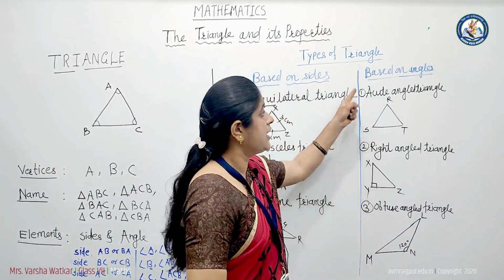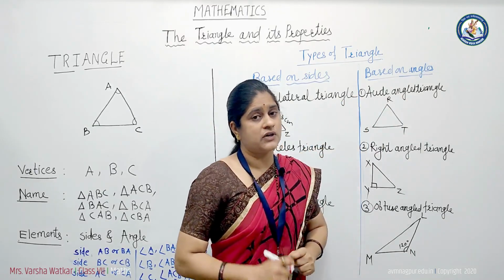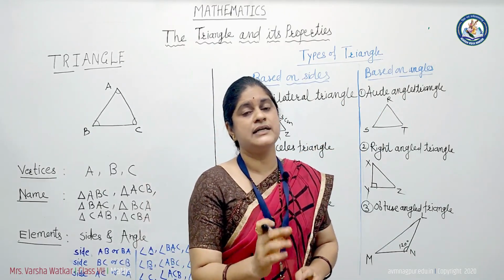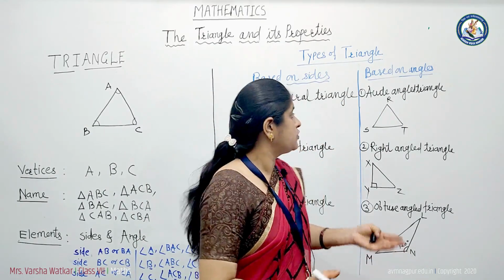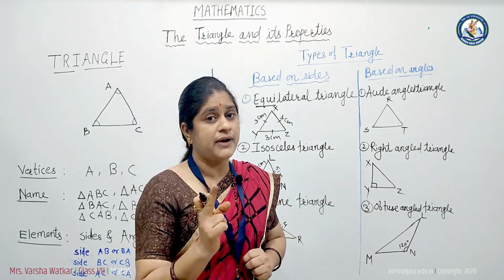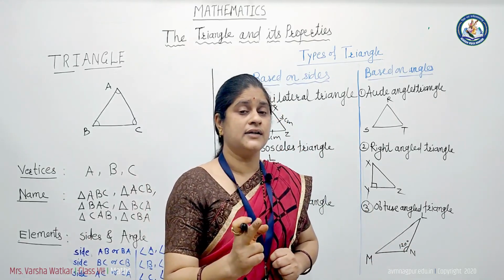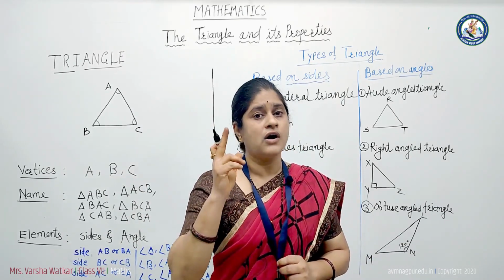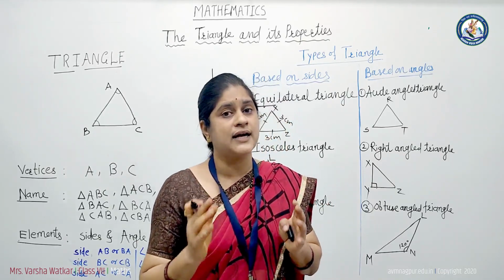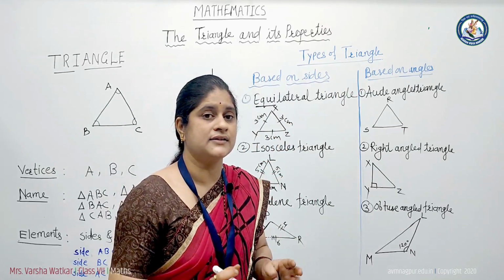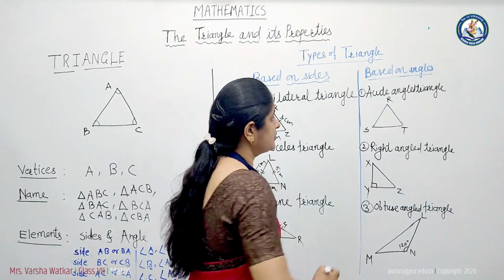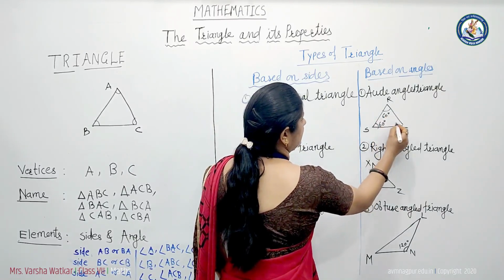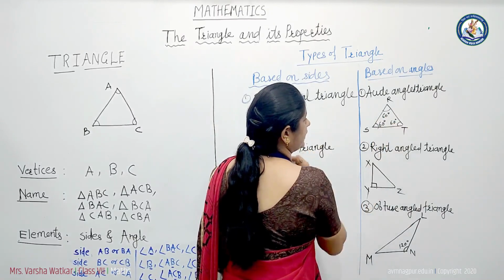First type of triangle is acute angle triangle. Dear students, what is meant by acute angle then? Acute means an angle having a measure less than 90 degrees. So what is meant by acute angle triangle? A triangle has 3 angles, and if all the 3 angles are less than 90 degrees, it means that triangle is an acute angle triangle. Suppose this is 60 degrees, this is 60 degrees and this is 60 degrees. It is an acute angle triangle.